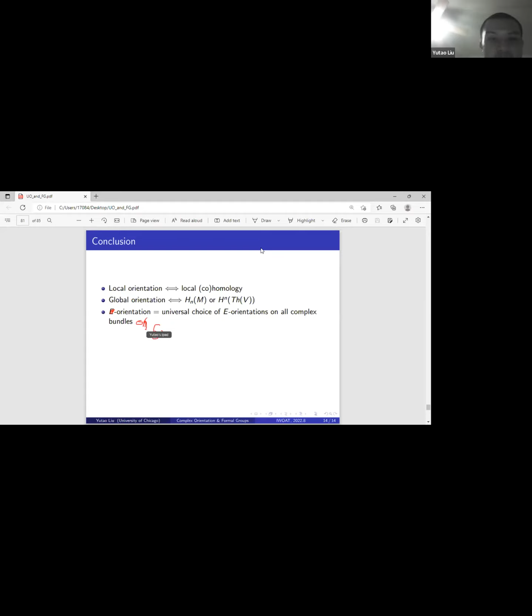So the complex orientation on E is a universal choice of E-orientations on all the complex bundles together with some additional compatibility relations. And we know that this can be determined by the choice of the orientations over all the tautological line bundles over CP^n, which is further represented by an element in the E-cohomology of CP infinity. And moreover, if you further analyze the structure on this cohomology, you can recover something we call a formal group, which encodes the product, which is in fact the coproduct if you consider the cohomology theory on CP infinity.